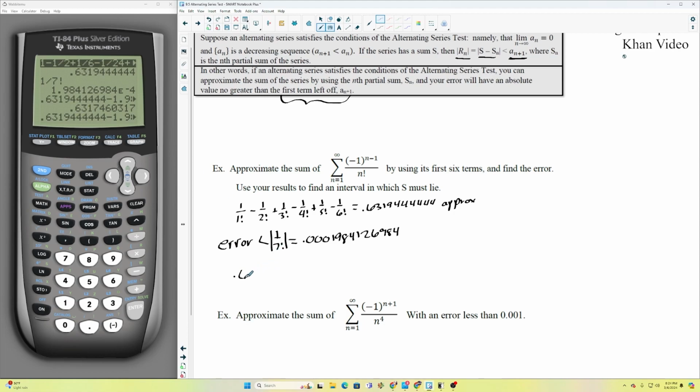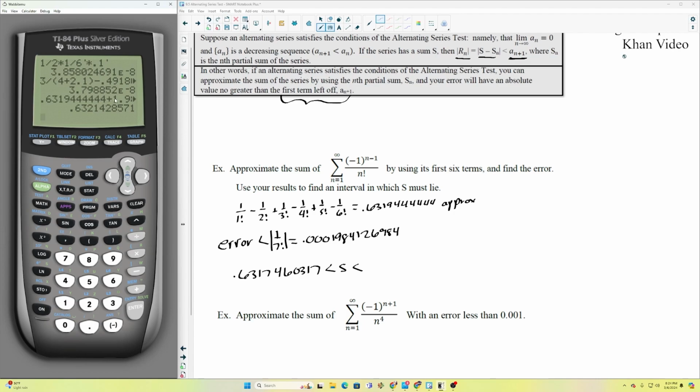So 0.6317, 0.630317. That's less than the sum. And if we take the approximation and add on the most error we could have, and I accidentally subtracted, then I redid it all the way down at the bottom here. Let's get down there.